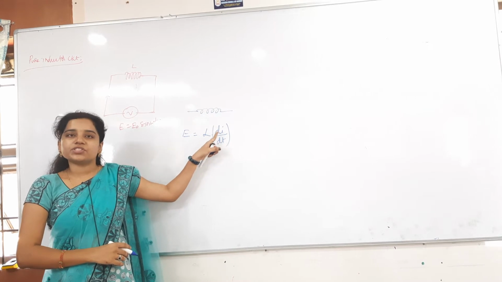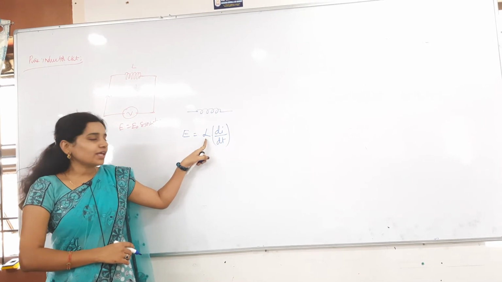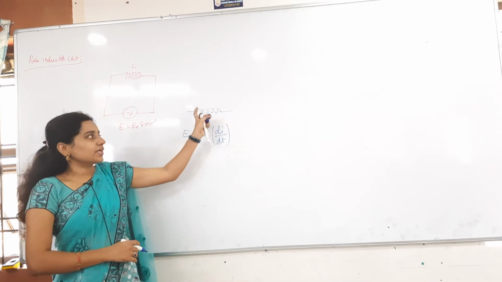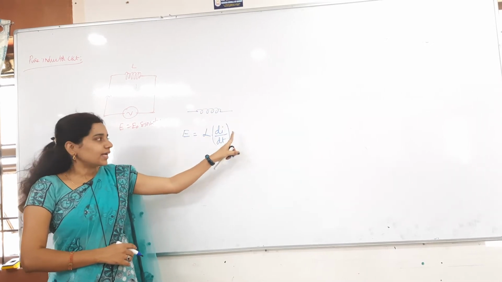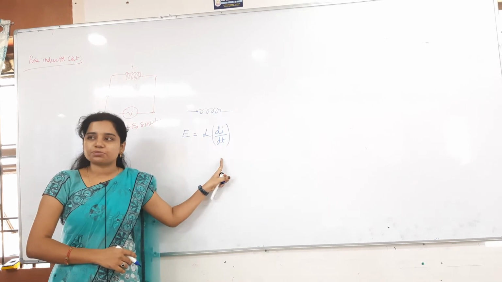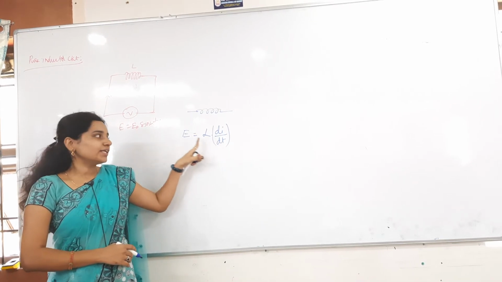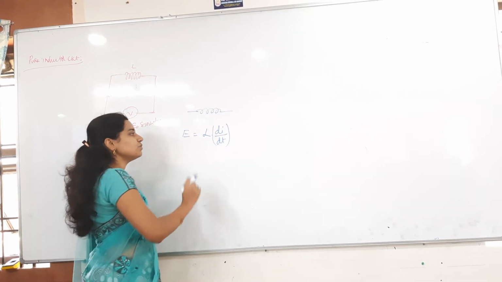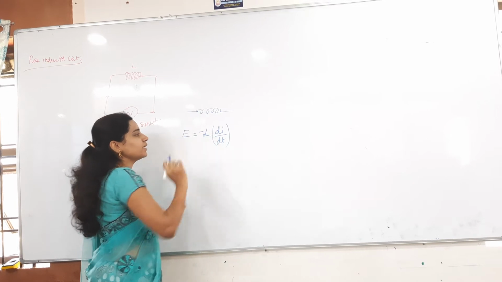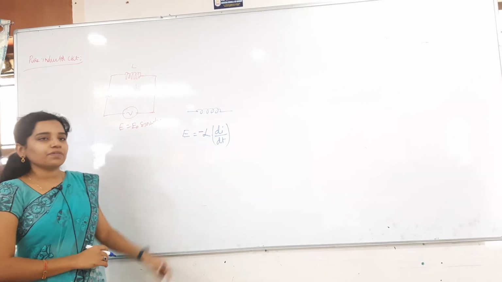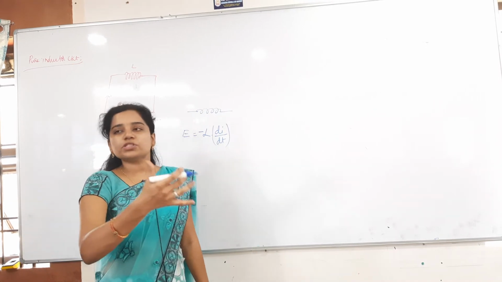Whenever current is changing with respect to time in the inductor, what is produced there? EMF is produced. In that inductor, current is changing with respect to time, di by dt. That gives you the voltage. So you just remember only this much: E is equal to L di by dt. Actually the formula is minus L di by dt. Why? Because this EMF will work opposite to the cause.